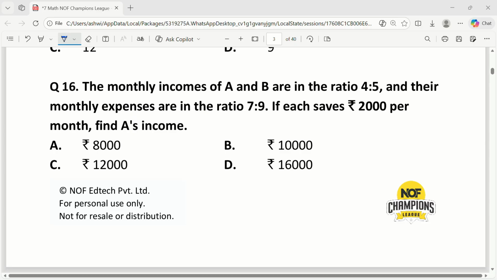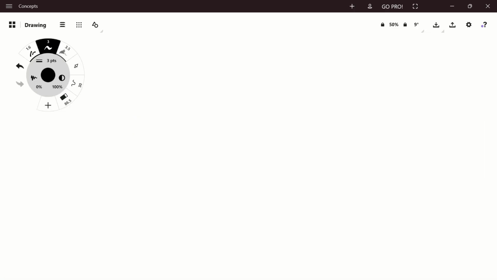Question number 16. The monthly incomes of A and B are in the ratio 4 is to 5 and their monthly expenses are in the ratio 7 is to 9. If each saves 2000 per month, find A's income. Let A's income be 4x and B's income be 5x.